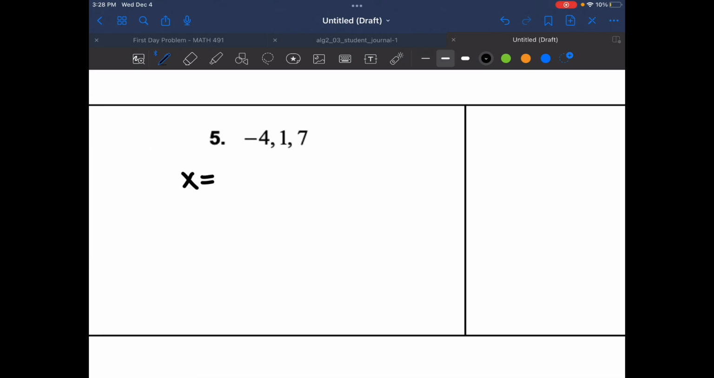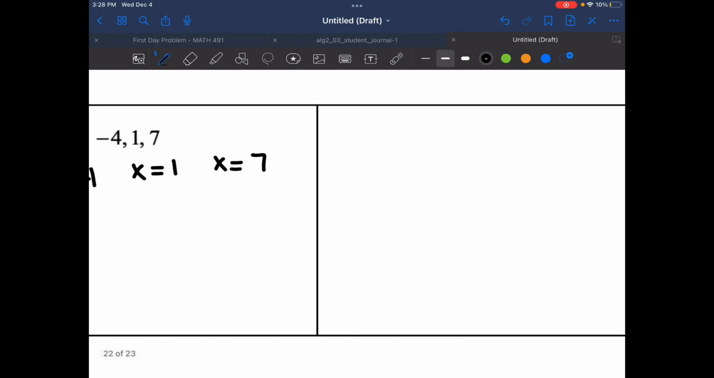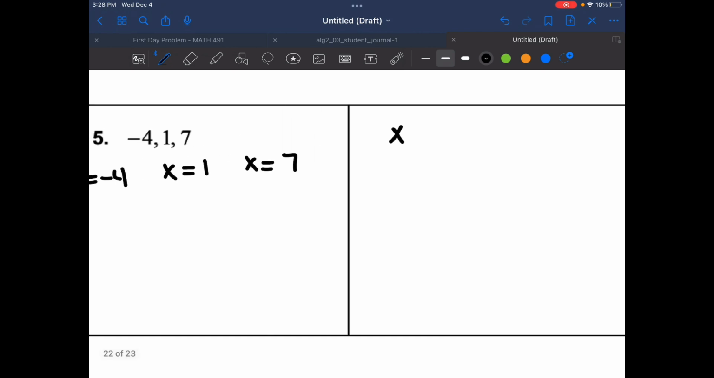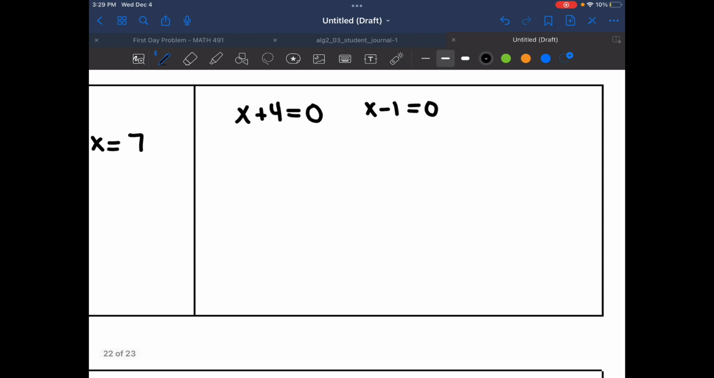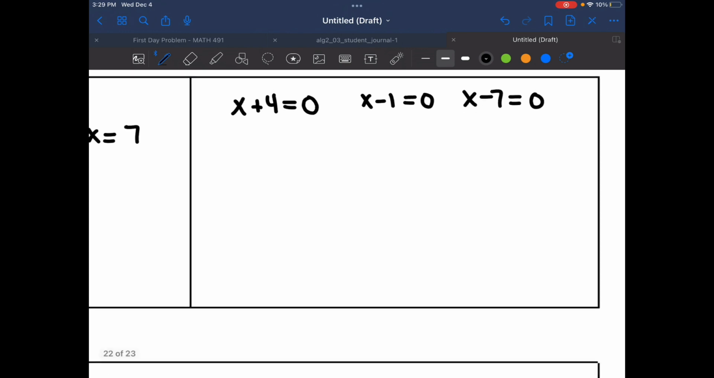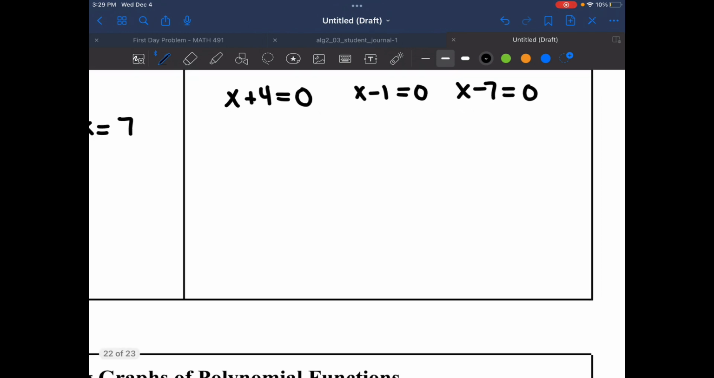All right, so this means that we had x equals negative 4, x equals 1, and x equals 7, okay? That means that we had x plus 4 equals 0. We had x minus 1 equals 0. And then we had x minus 7 equals 0, okay? Well, that's the same thing.